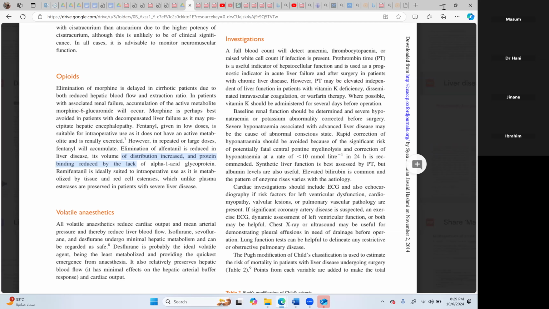Okay, total body sodium is not less. So it is more of dilutional, because there is fluid overload. It's not hypovolemic hyponatremia, it's hypervolemic hyponatremia. Okay, so things will be a little different. Synthetic liver function is best assessed by PT. Albumin is also helpful. This is what I was just telling.